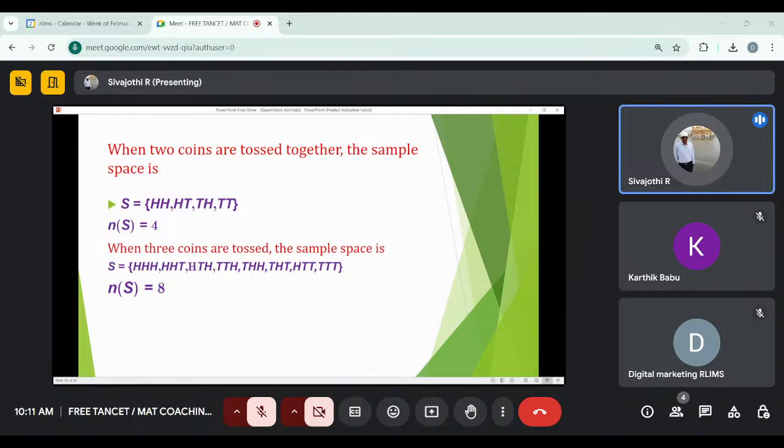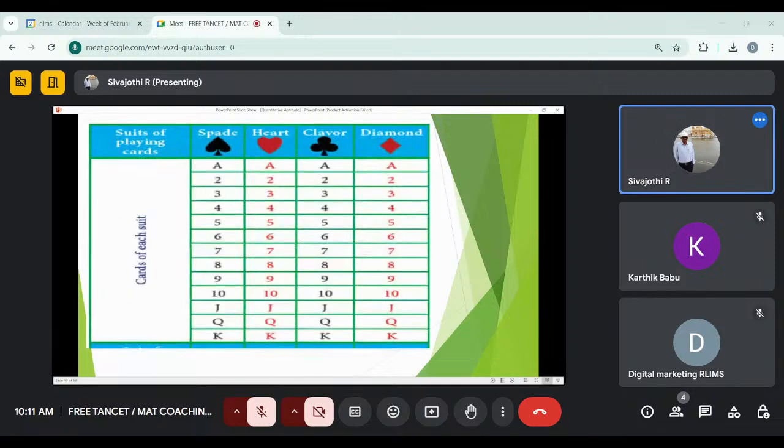So one coin is 2 power 1, which is 2, two coins is 2 power 2, which is 4, three coins is 2 power 3, which is 8. Okay, this is the way to find n(S), the number of elements in the sample space.